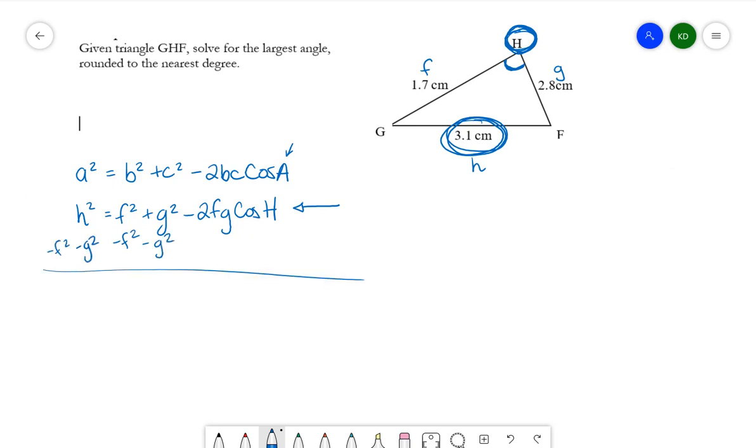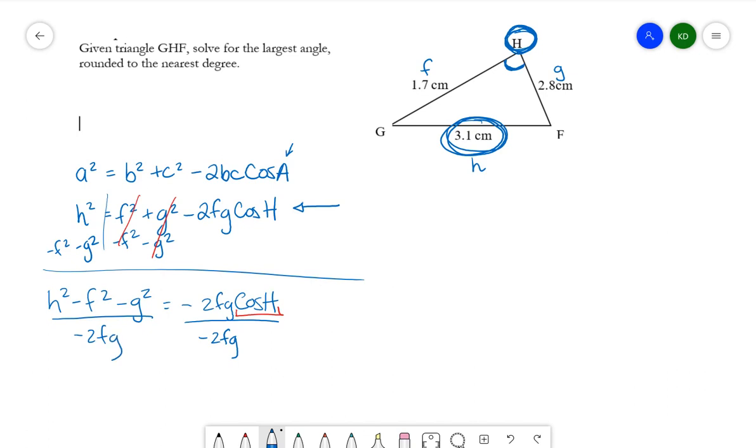When I go to rewrite my formula, on the left side of the equal sign, I'm going to have h squared minus f squared minus g squared. On the right side, these two things are canceling, and what I'm left with is negative 2fg cos of h. What I'm trying to do is get cos of h by itself, so I need to get rid of the negative 2fg. All of these things are being multiplied to cos of h, so the opposite of that would be dividing. So I want to divide both sides by negative 2fg.